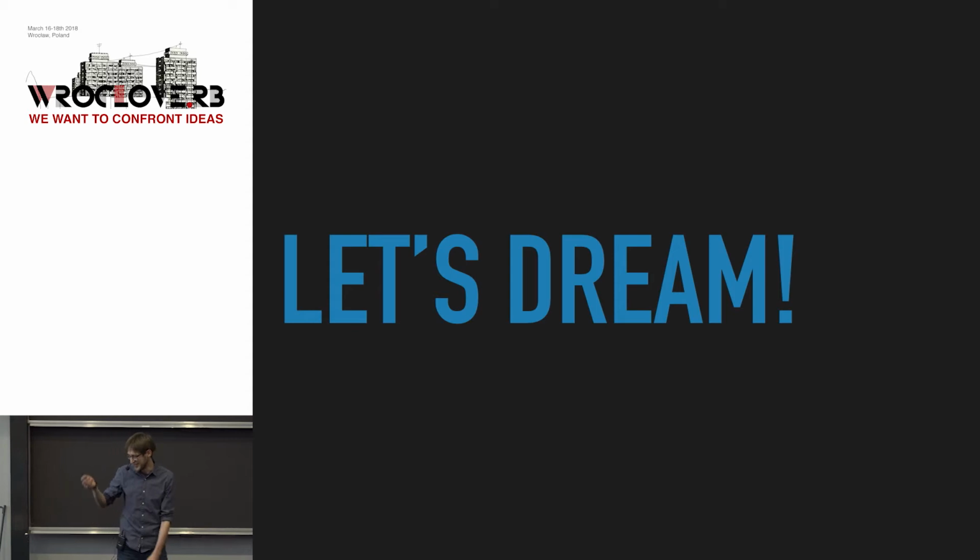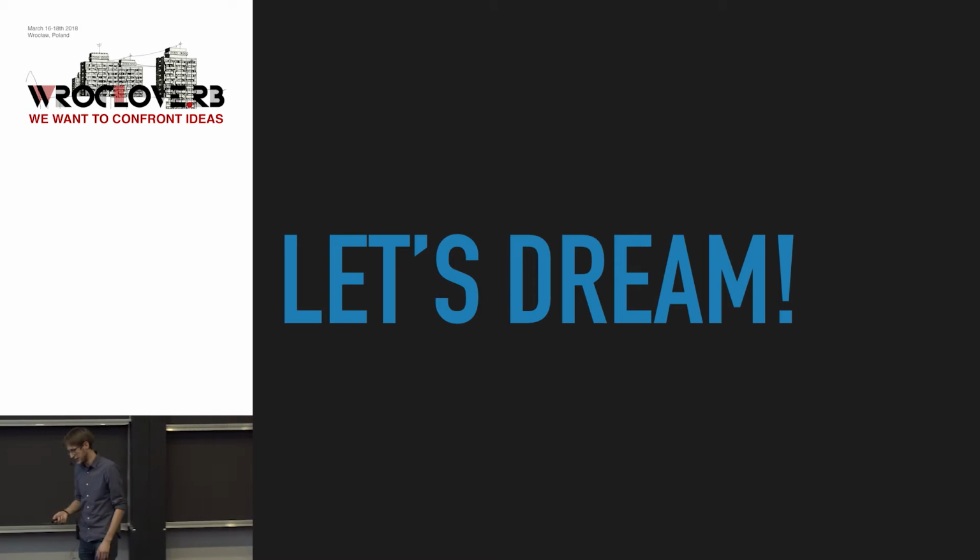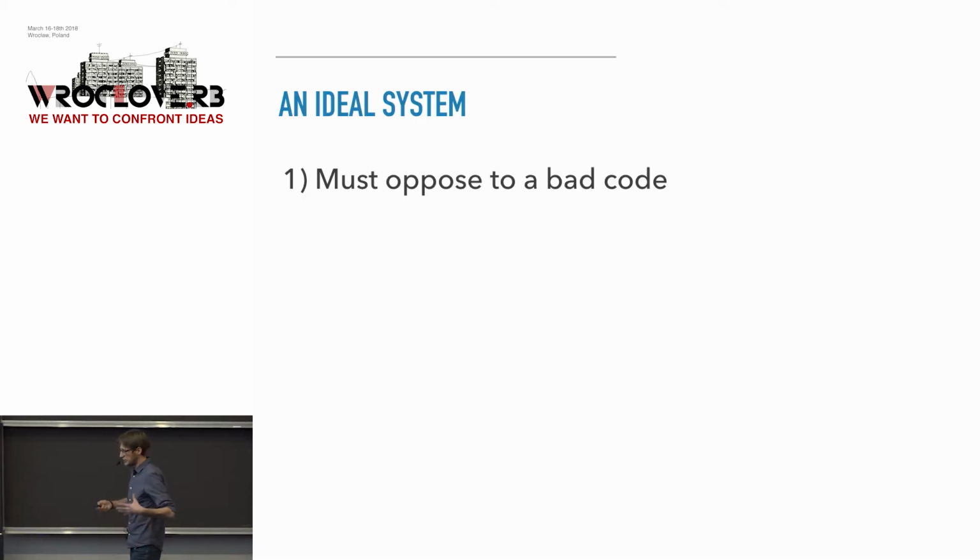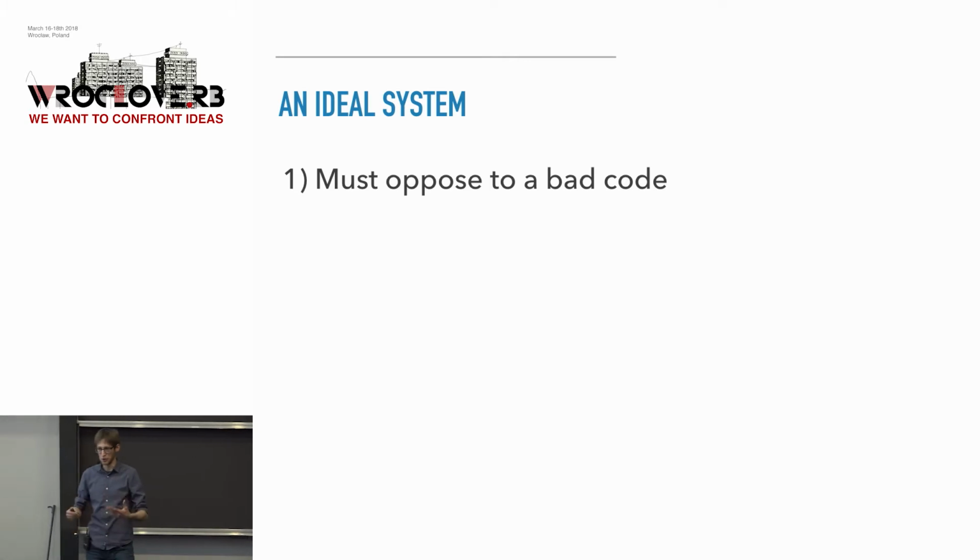So let's use our imagination, right? What would be an ideal system we want to build? An ideal system must resist bad code, like React does. In React, even for a junior developer, it's pretty hard to write bad code. It's structured in a way so the layers are thin and they oppose you. I'm not saying it's impossible, but it resists you.